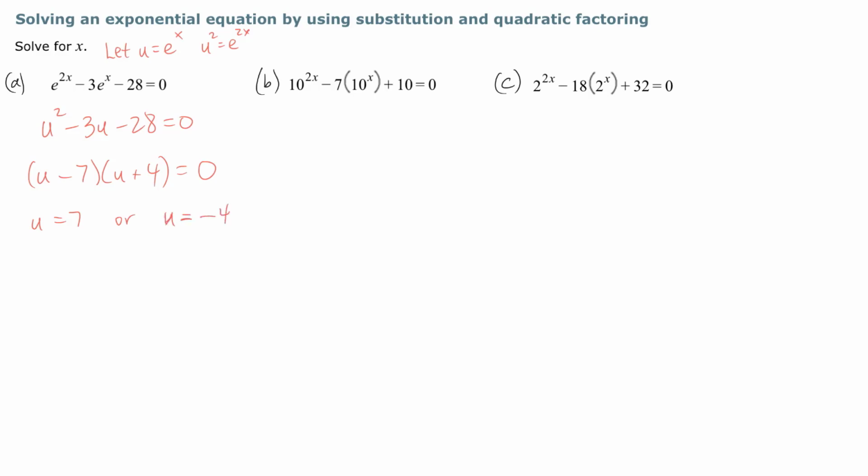But we're not interested in u. We now need to back substitute u. This is e to the x is equal to 7, or e to the x is equal to negative 4. Now we'll go ahead and balance these equations by taking the natural log, using the natural log function on both sides of the equation.